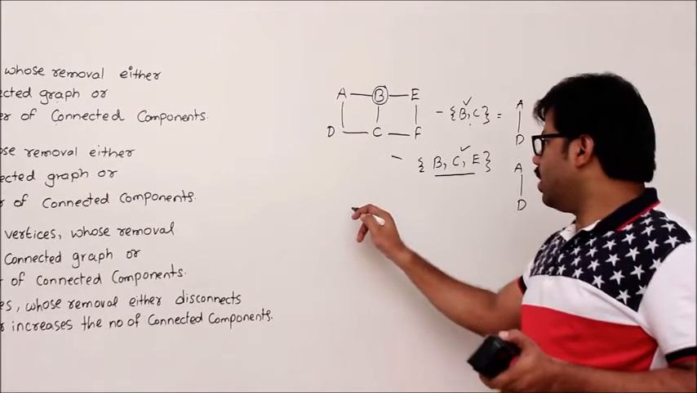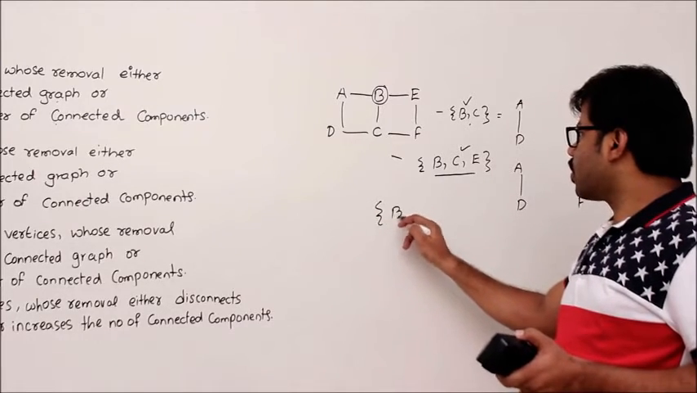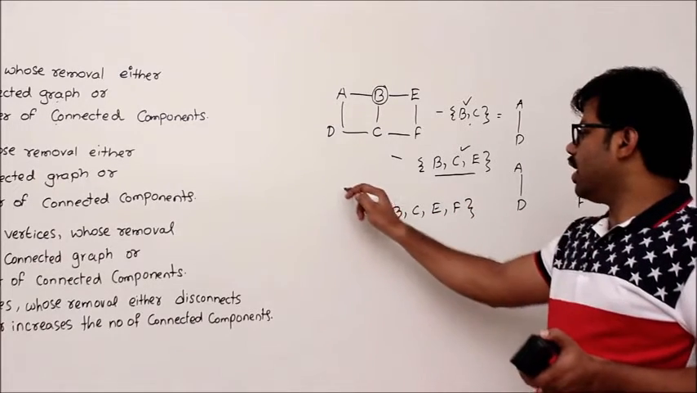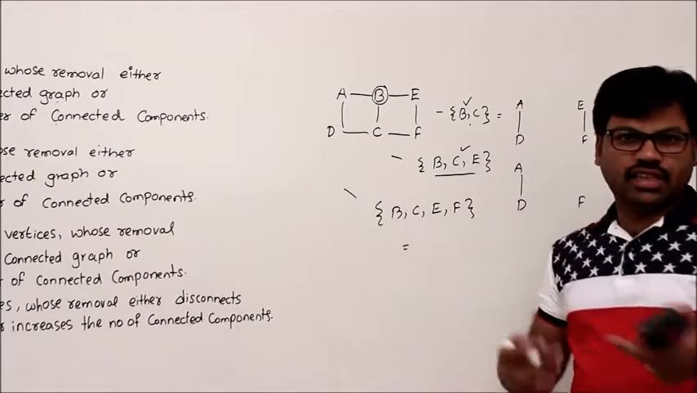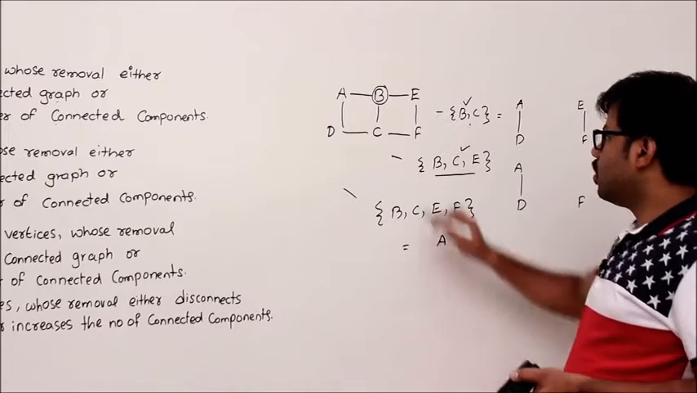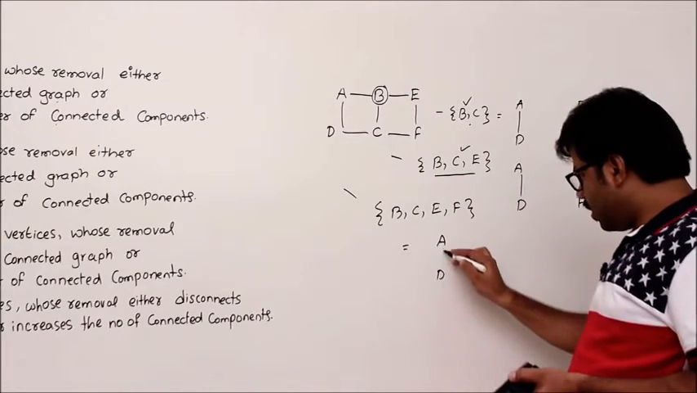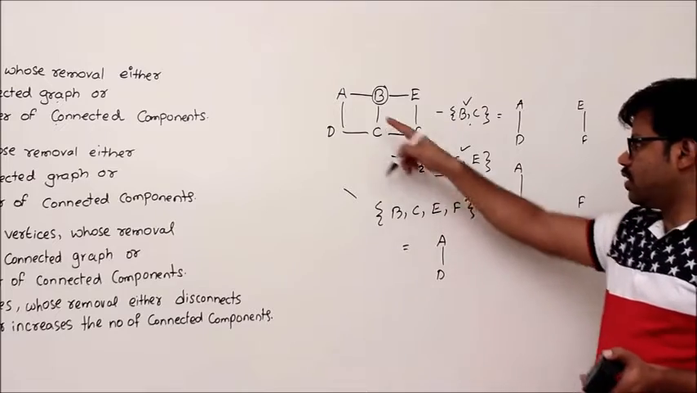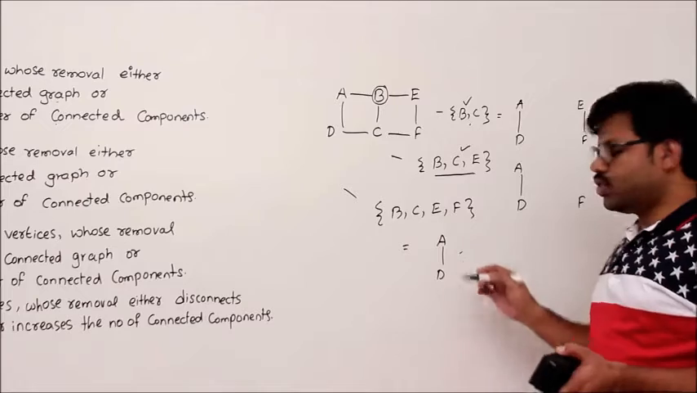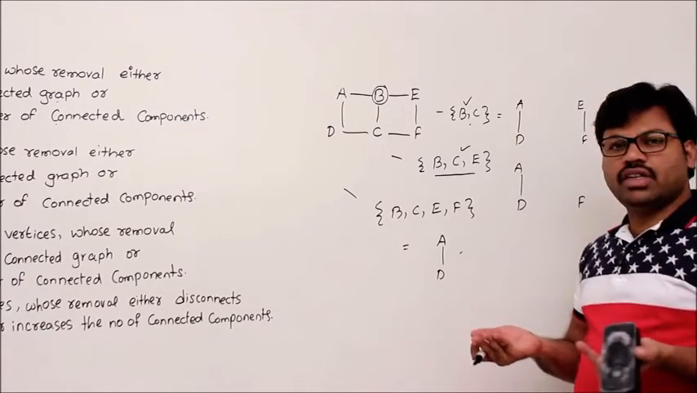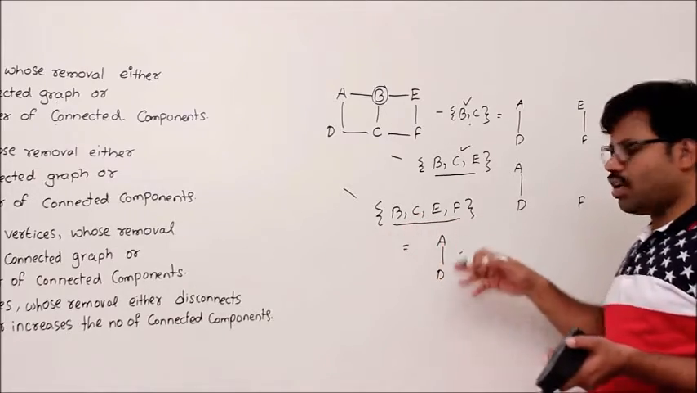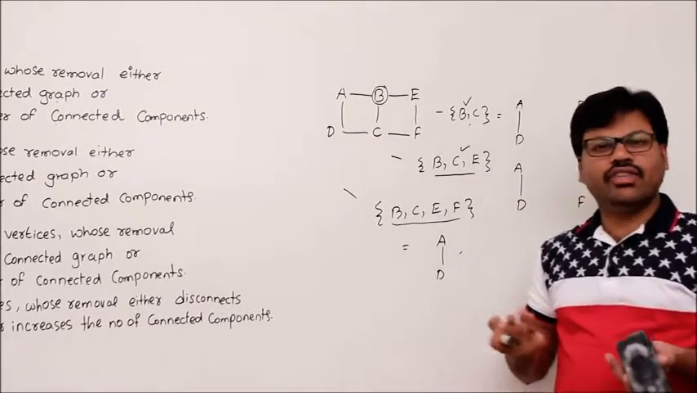Now one more example. What about BCE comma F? Is it a cut vertex set? If you want to know, then remove all those vertices at a time and check the resultant graph. The resultant graph is A. If I remove BCEF, you get AD and an edge like this. The graph is disconnected first, and after removal also it is disconnected. Then there is no change. Are at least the number of connected components increased? No. That means the combination BCEF is not a cut vertex set. In that way we can easily find out.